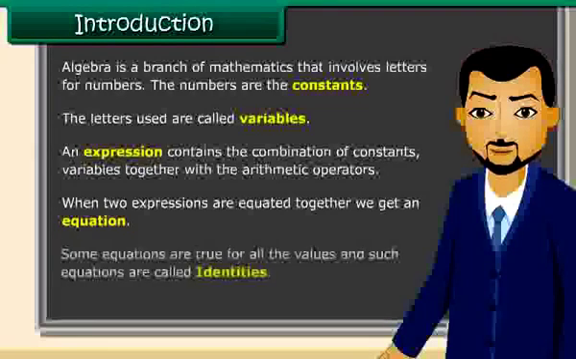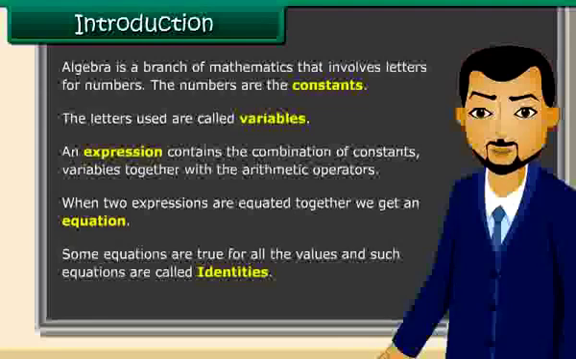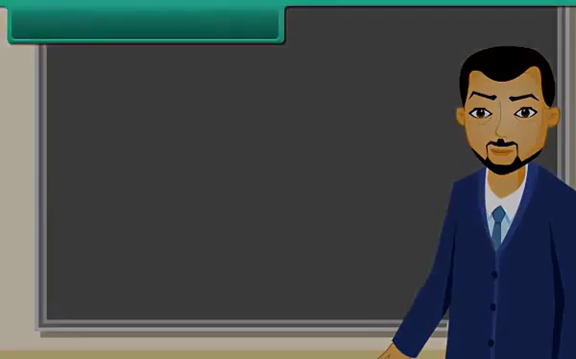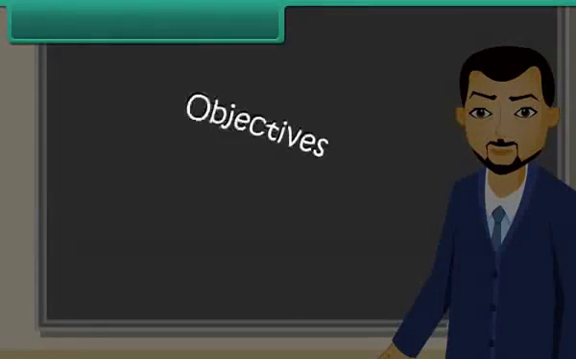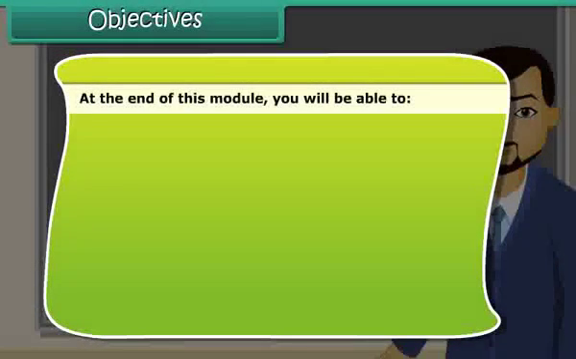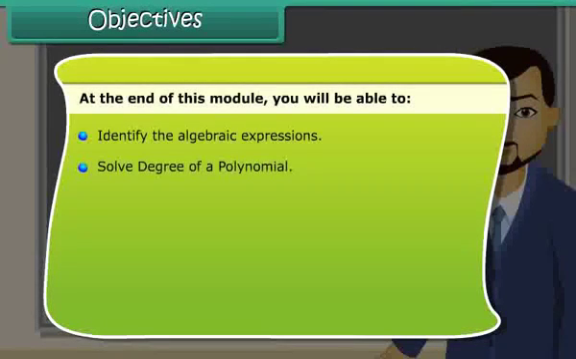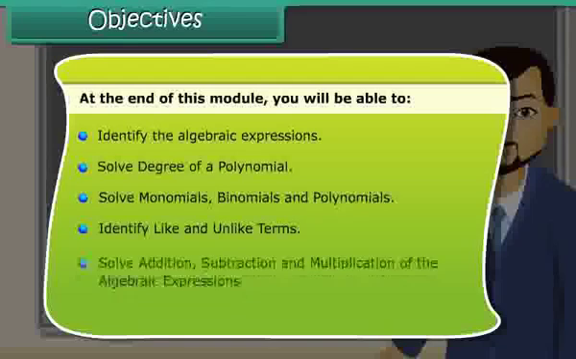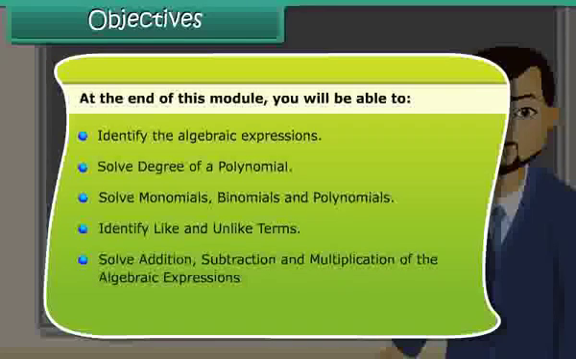Some equations are true for all the values, and such equations are called identities. Objectives. At the end of this lesson, you'll be able to identify the algebraic expressions, find the degree of a polynomial, identify monomials, binomials, and polynomials, identify like and unlike terms, and perform addition, subtraction, and multiplication of the algebraic expressions.